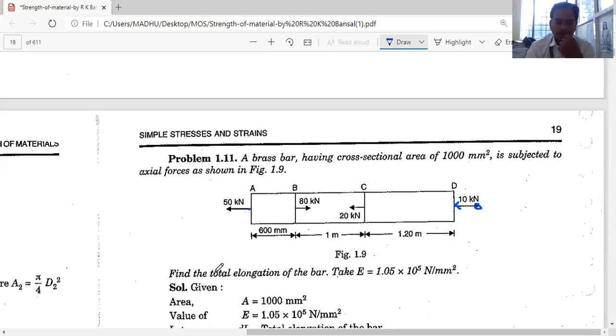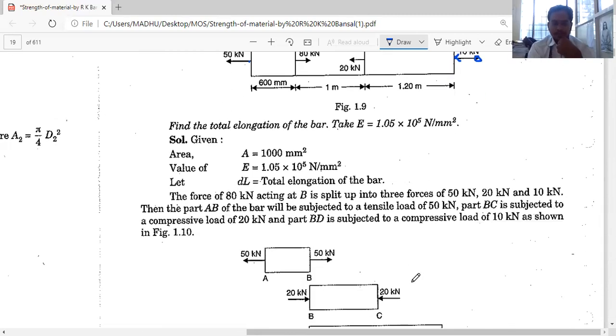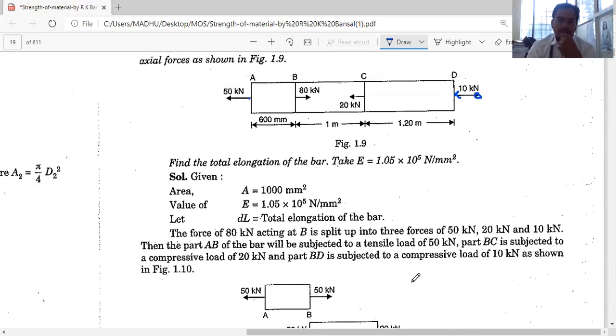Now find the total elongation of the bar. Take E equal to 1.05 into 10 to the power of 5 Newton per mm square. Here, very simple, we need to divide the sections. Now, in section AB, 50 is tensile, and 50 to the right side because you are having 80 kilonewtons, so you can consider it as 50 if it is tensile.